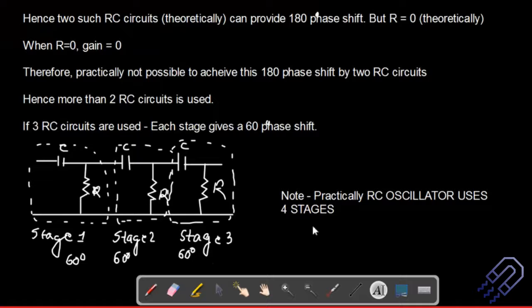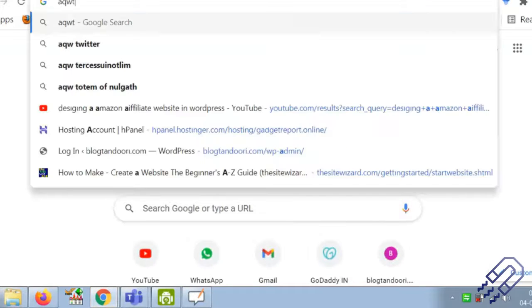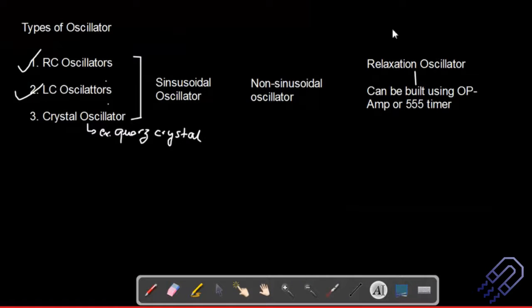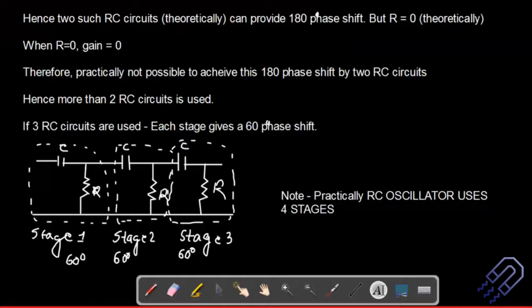If we look into any practical design of an RC oscillator, they are basically using 4 stages. Nevertheless, whatever understanding we are going to have now is going to be based on 3 circuits. So let's look into this in terms of 3 circuits. What we are going to do now is look into the RC phase shift oscillator using an op-amp. Let's draw the circuit first.